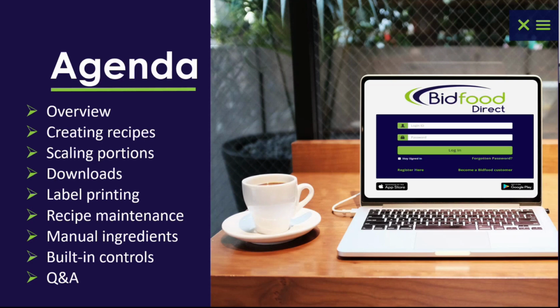Also, how you can easily keep your recipes up to date once they've been created and how you can make bulk changes to those. Manual ingredients for any products that you're buying from outside of Bidfood. We'll look at how you can incorporate those within your recipes in Bidfood Direct. So the real-time costings report, so you've got visibility of exactly how much each recipe is costing you at that moment in time. And also going to touch on the head office controls that are available, which are there to support you with a centralized recipe bank.